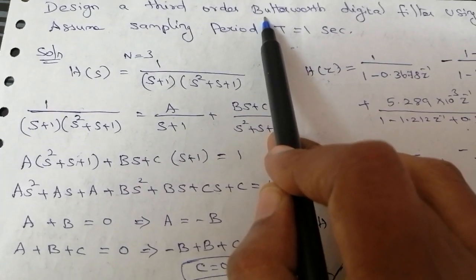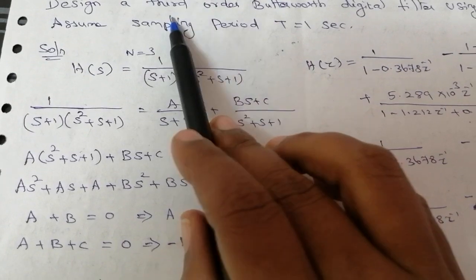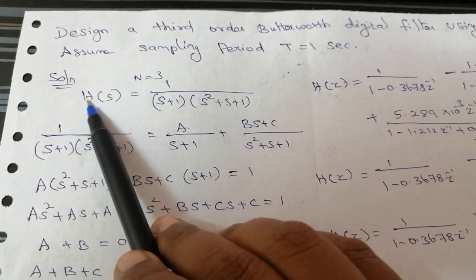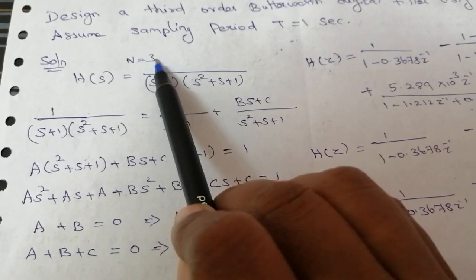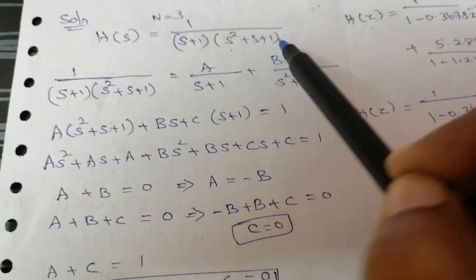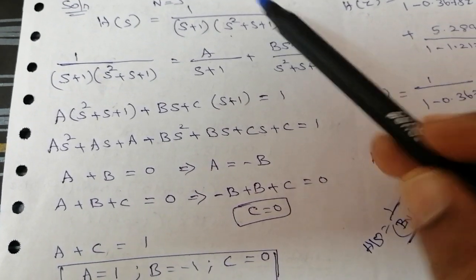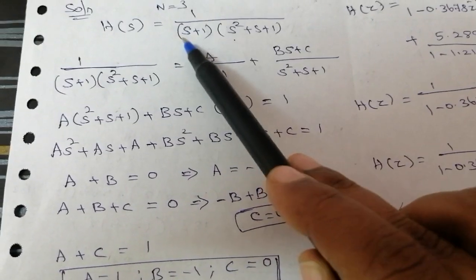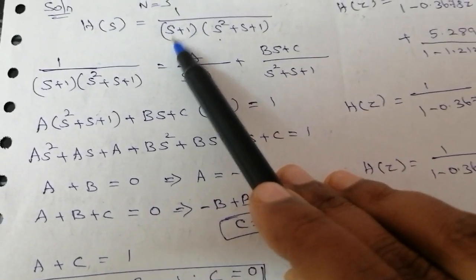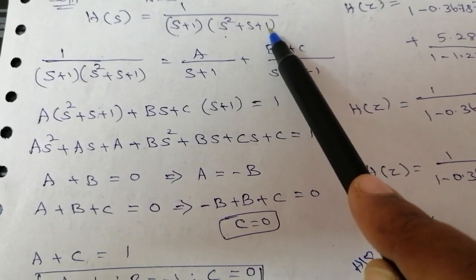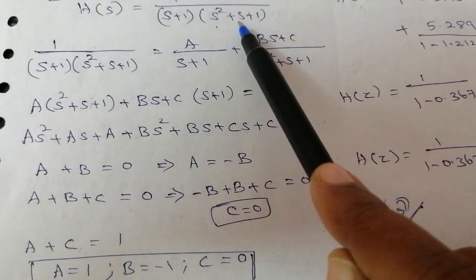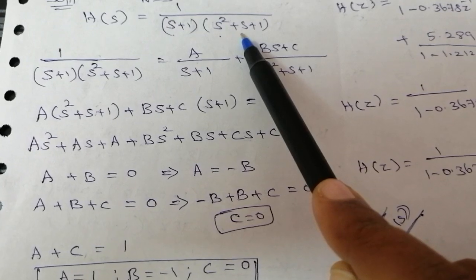So here the transfer function is given directly as a third order Butterworth filter, so no need to derive all the 6 steps. We can directly take H(s) equal to 1 divided by, for n equal to 3, the denominator polynomial (s plus 1)(s squared plus s plus 1), right? In my previous video, for s plus 1 the pole is directly given, whereas for the second factor, s squared plus s plus 1, we can't get the poles directly, so we have to simplify for getting the poles.